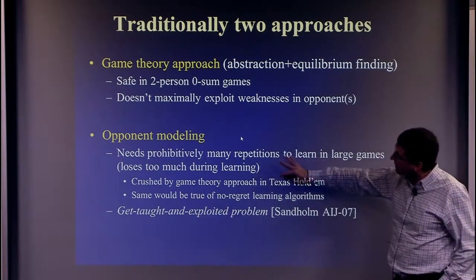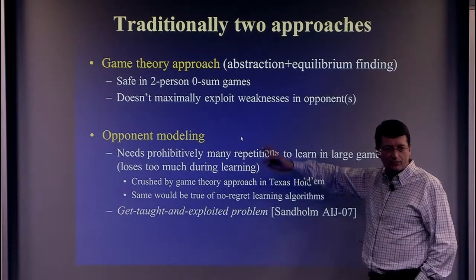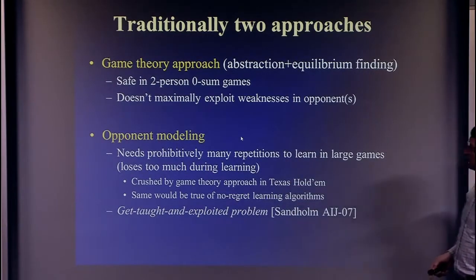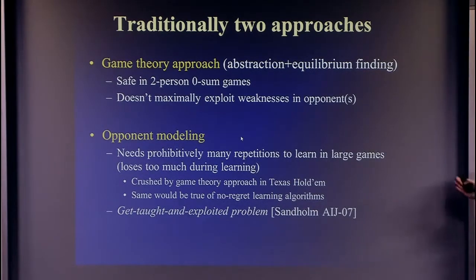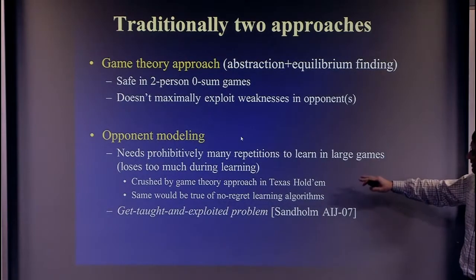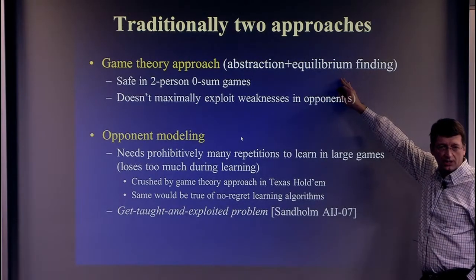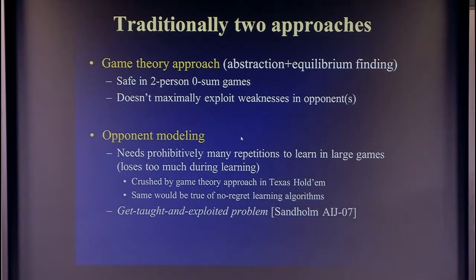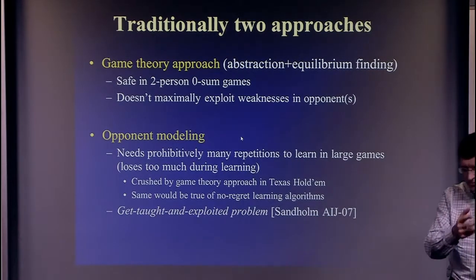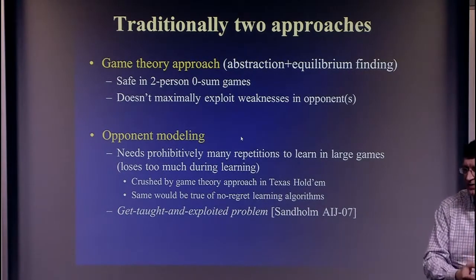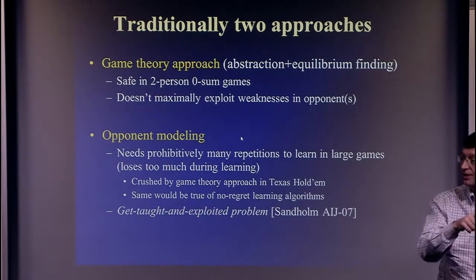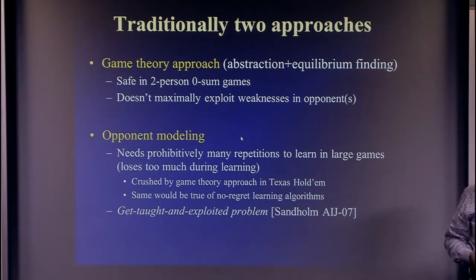The opponent modeling is kind of opposite. You can think about the machine learning approach where you learn what the opponent does and somehow best respond to that. It turns out that in practice, in Texas Hold'em at least, it needs prohibitively many repetitions to learn, so it gets crushed by the game theoretic approach in the competitions. Also, you have this get-taught-and-exploited problem, where I can actually teach Kostis that, hey, I have this mistake in my strategy, and then when Kostis moves to exploit it, I'm going to exploit him huge. This actually happens in poker a lot, plus in a lot of other games.